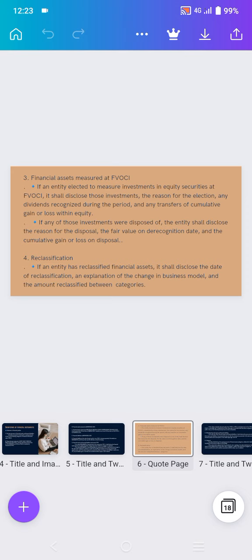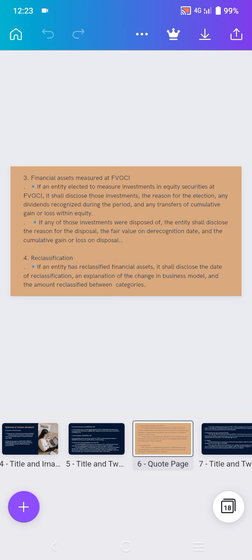So as I continue po, kailangan po talaga yung i-elect yung measure investment po. Kailangan po yung malaman po, pati yung securities at FVOCI, kailangan po talaga na i-disclose yung investments na po yun. Why? The main reason of the election na kung ano po yung may define nila yun during the period po, kailangan nila transfers of cumulative gain or loss within equity.